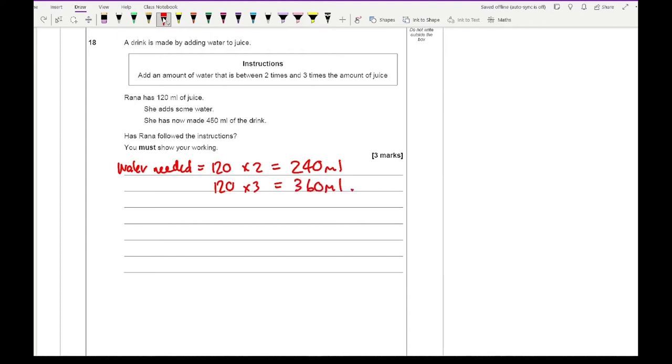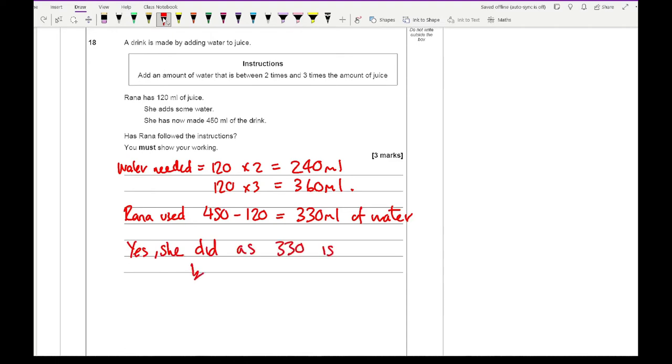So let's have a look at how much water Rana used. Rana used 450 minus 120, which is 330 milliliters of water. So is 330 between 240 and 360? Yes, she did, as 330 is between 240 and 360. Anything along those lines would get you sufficient marks, and there are several ways on the mark scheme that give you those marks. As long as you're getting yes and showing some working out of how much water is needed and how much water she did use, then that would be fine. I would say the marks would come from working out one of those, working out that she's used 330, and then one mark for my final conclusion.